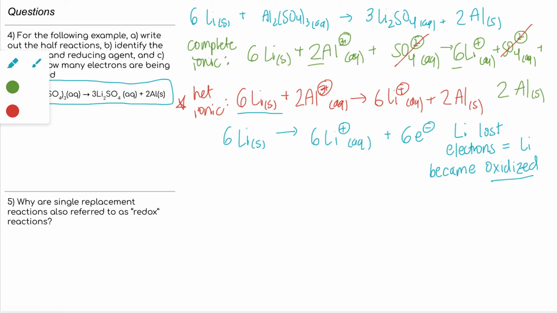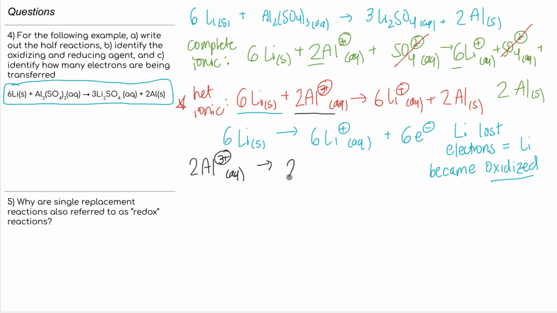Now let's take a look at what happened to this aluminum ion here. We started off with this 2Al3+, and that was in solution. And then it ended up becoming a solid. So aluminum ended up getting kicked out of solution and it became a solid. So we have 2 aluminum atoms on each side of the arrow, but if you look at the overall charge here, the left side of the arrow has a total of a 6+ charge, and the right side of the arrow has a total of a 0 charge, because the solid aluminums have no charge.